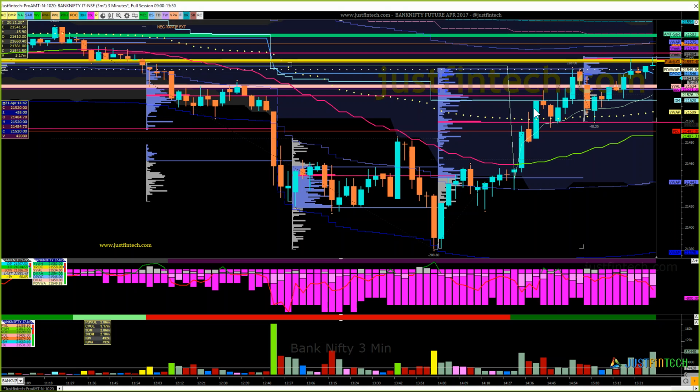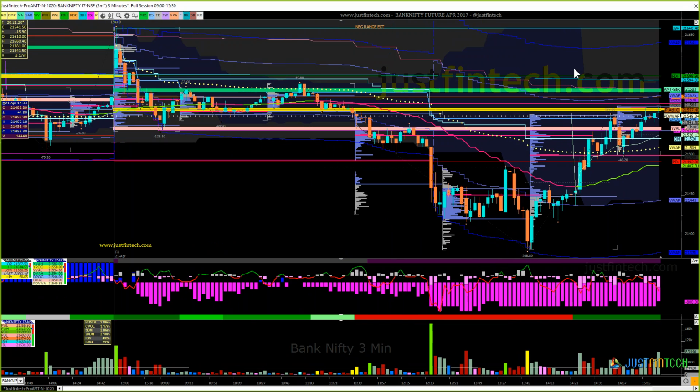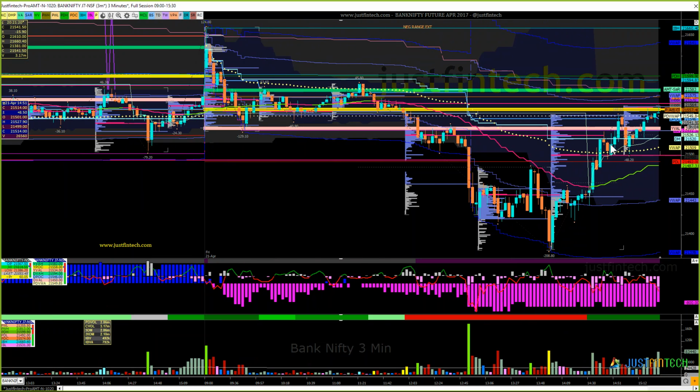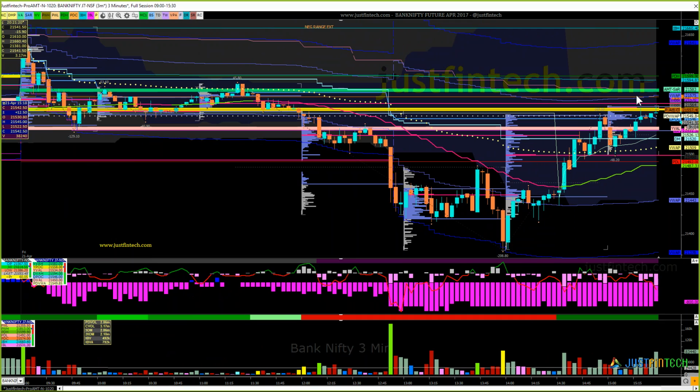Then again, we get a channeled move up and goes into the previous day's point of control and previous day's VWAP as well, and even the developing point of control. So the close is stronger than that of Nifty, and might carry the move higher in anticipation or relative to the international markets.